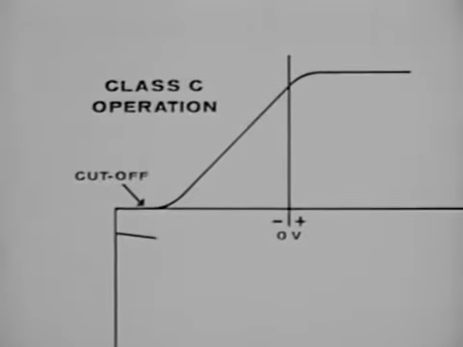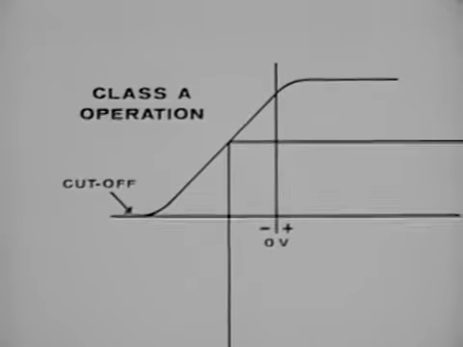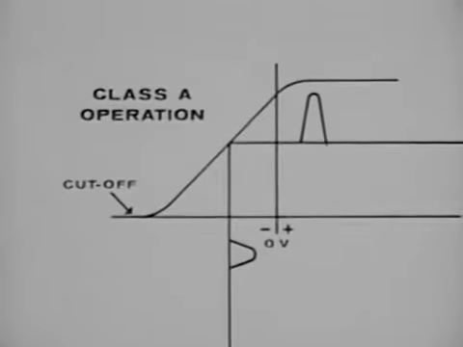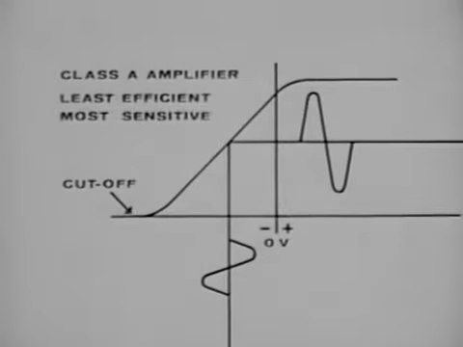If we bias the tube below cutoff, we have a Class C amplifier. This class of amplifier is almost exclusively limited to radio frequency applications. In a Class A amplifier, the plate current flows during the entire input cycle. This makes the Class A amplifier the least efficient, yet the most sensitive.